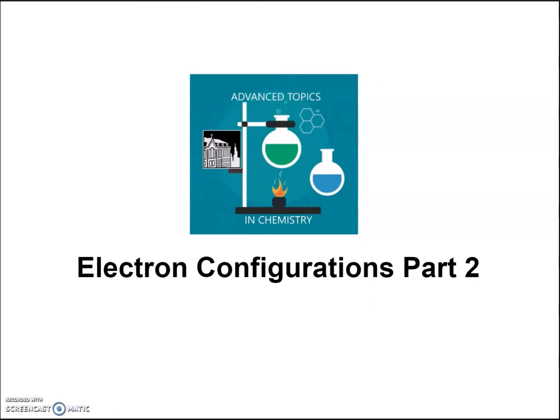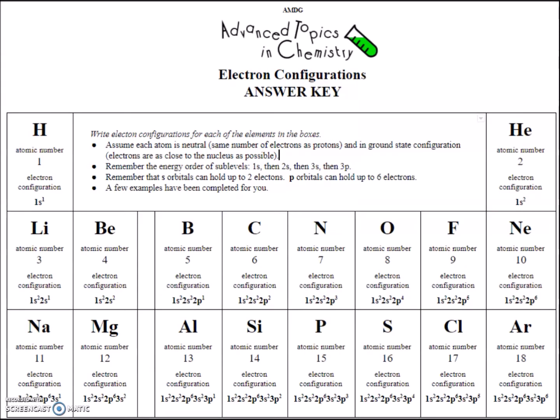Students, in this note set, we're going to take a look at electron configurations again, but we're going to go into more depth. We're going to tackle some of the harder elements to write configurations for on the periodic table. First, let's take a look at the answer key to the homework assignment from last class.